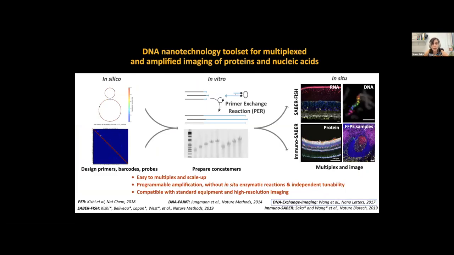So as a summary, the DNA nanotechnology toolset I presented really allows for multiplexing and amplification of proteins and nucleic acids in cells and tissues, and has a workflow that goes from designing primers, barcodes, and probes, and preparing the concatemers with quality control in vitro, to applying them in situ for multiplex detection. And it's really a DIY system where you can combine different things together up to an amplification level based on the needs without doing in situ enzymatic reactions. And it's really compatible with standard equipment, and can even support high resolution imaging.